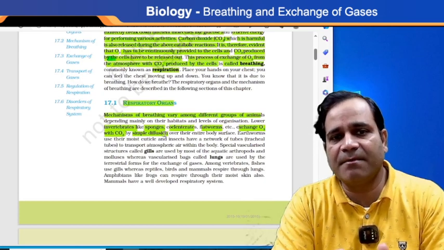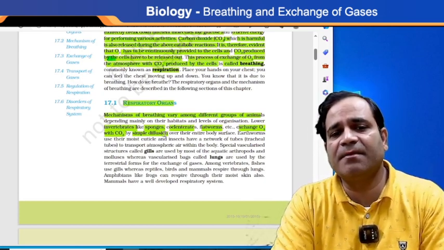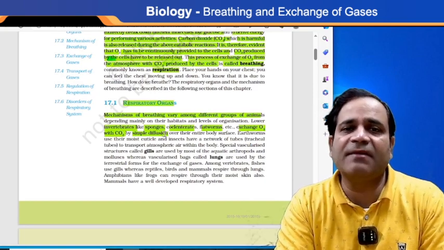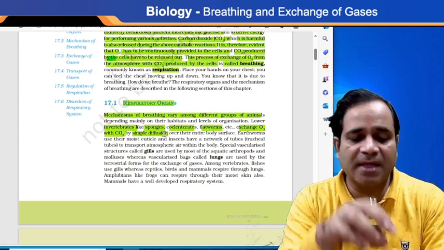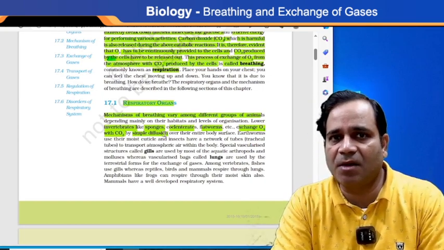Simple diffusion means that only the exchange of gases takes place, and that exchange of gases takes place with the help of minute openings on their body surface, my dear. That is called what? Simple diffusion.